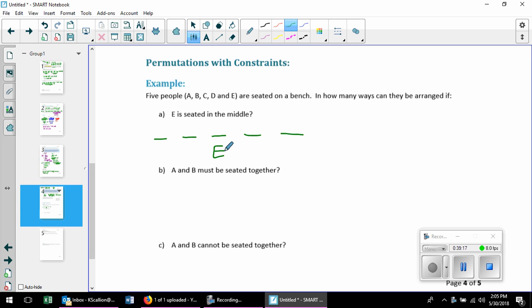How many E's do I have? I just have 1. I only have 1 E. Like if David has to sit in the middle, I only have 1 David in his class.